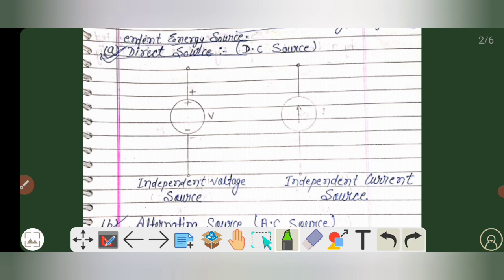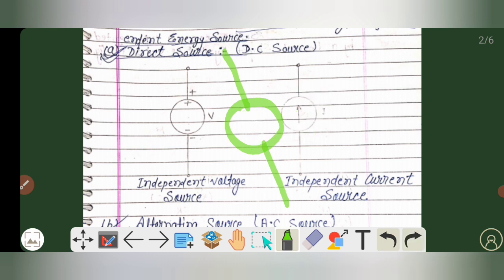Now, if we talk about the representation of the independent voltage source, first of all we have to draw a circle, and then, as we know, in DC there are a positive terminal and a negative terminal. So we mention the positive and negative terminals, and then we write V. Then this represents an independent voltage source.